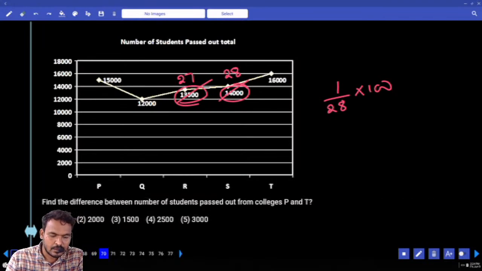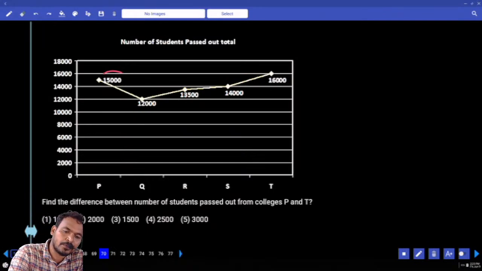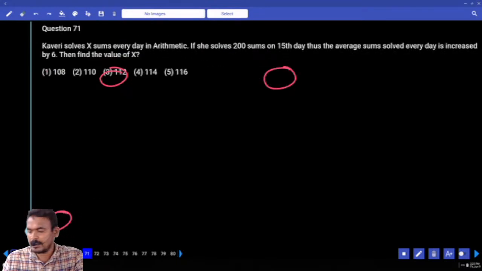3.5. 70. Find the difference between the number of students passed out from college P and T. What is the P value? 15,000. What is the T value? 16,000. Difference 1,000.